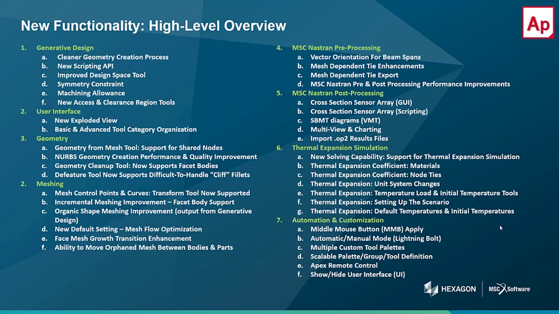Now let's talk about the actual release that we came out with this time. Okay, so here is the high-level overview. You can see that we split it up into 7 different sections. We'll talk very quickly about the new capabilities in generative design, but then we'll go into pre-processing, including UI, geometry, and meshing, and then we'll talk about Nastran interoperability, both from a pre-processing perspective as well as a post-processing perspective, and then we'll talk about thermal expansion and then automation and customization.